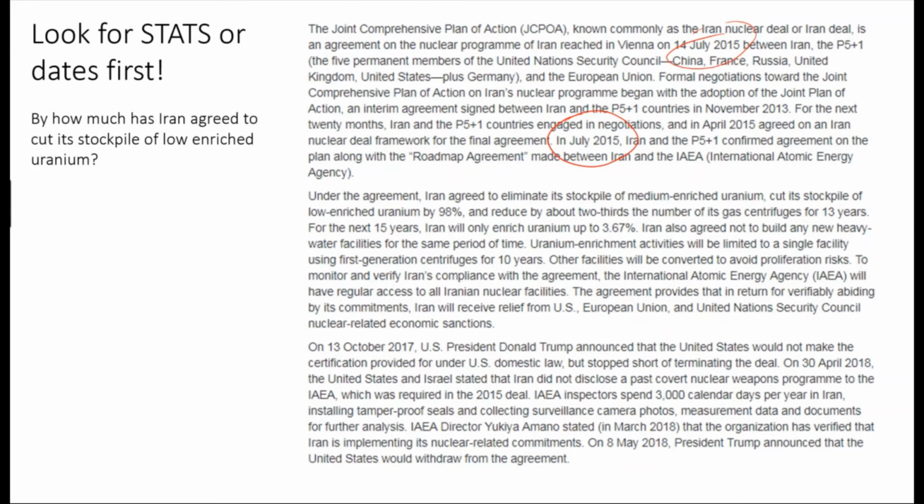So next number I come across, well, I've got November there. I know it can't be that. So the next number I come across is 98%. So what I would do is I would carefully read around this sentence and try to find if the low enriched uranium is mentioned in there. So if I read this, it says under the agreement, Iran agreed to eliminate its stockpile of medium enriched uranium and cut its stockpile of low enriched uranium by 98%. So this is what I was looking for.